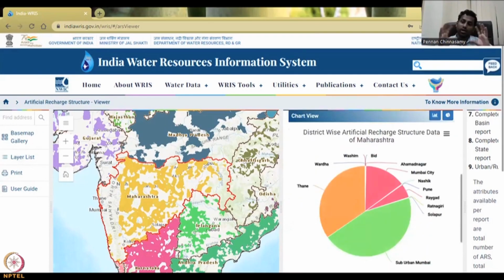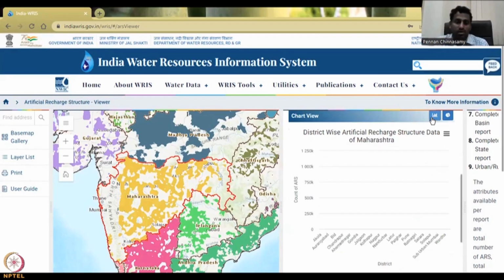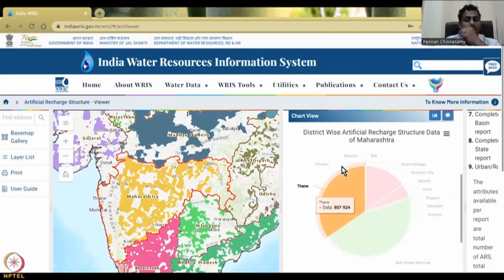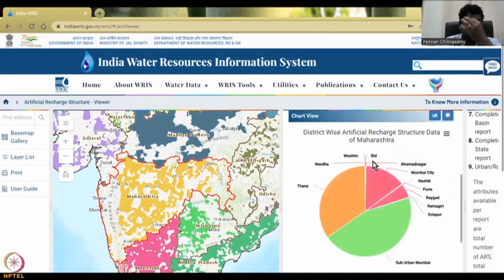You can see now it automatically populates the Maharashtra data. I'm going to just click the graph to see if it is working. It is not. So don't worry about it. It is the count of ARS. The count is not zero. They have put a lot of money. So here it is the count. So sometimes, as I said, the websites do have some hardware software issues.